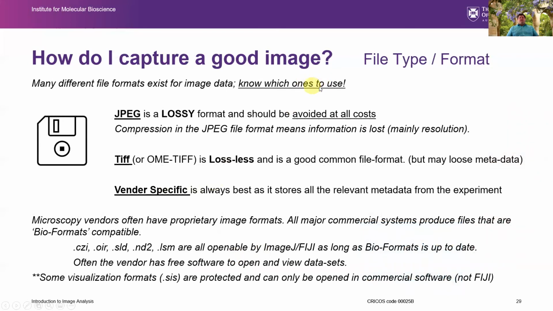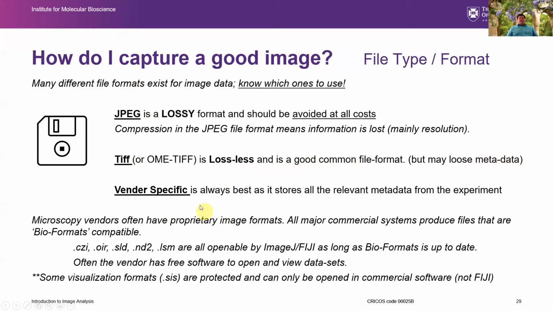And you should know what file format or file type to save in. Different formats exist for different things, and you really need to know which ones you should be using. JPEG is a lossy format, and you really need to avoid using it. The compression algorithms in the JPEG file format mean that you lose information like resolution or bit depth. Ideally, you should be using something like a TIFF or an OME-TIFF that's lossless, and it's a good common format, but you might still lose some metadata information.